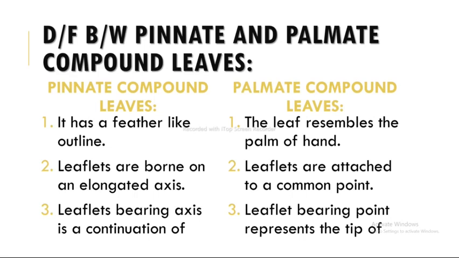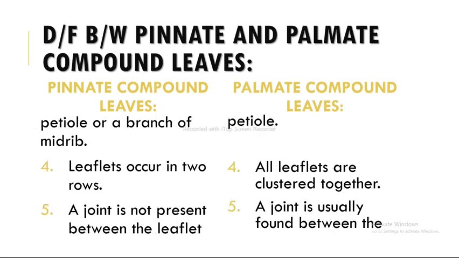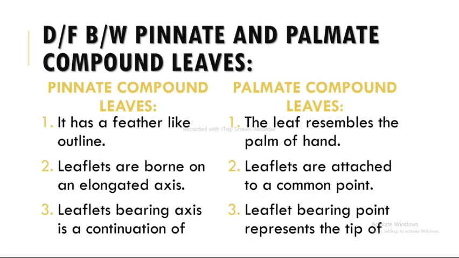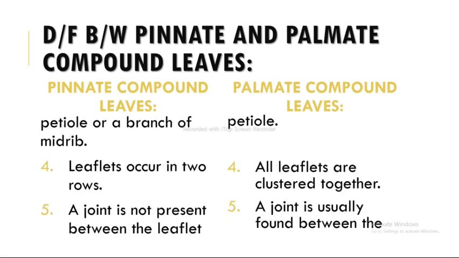In pinnate compound leaves, the leaf has a feather-like outline. In palmate compound leaf, the leaf resembles the palm of a hand. In pinnate compound leaf, the leaflets are borne on an elongated axis, but in palmate compound leaf, the leaflets are attached to a common point. In pinnate compound leaf, the leaflet-bearing axis is a continuation of the petiole or a branch of the midrib. On the other hand, in palmate compound leaf, the leaflet-bearing point represents the tip of the petiole.